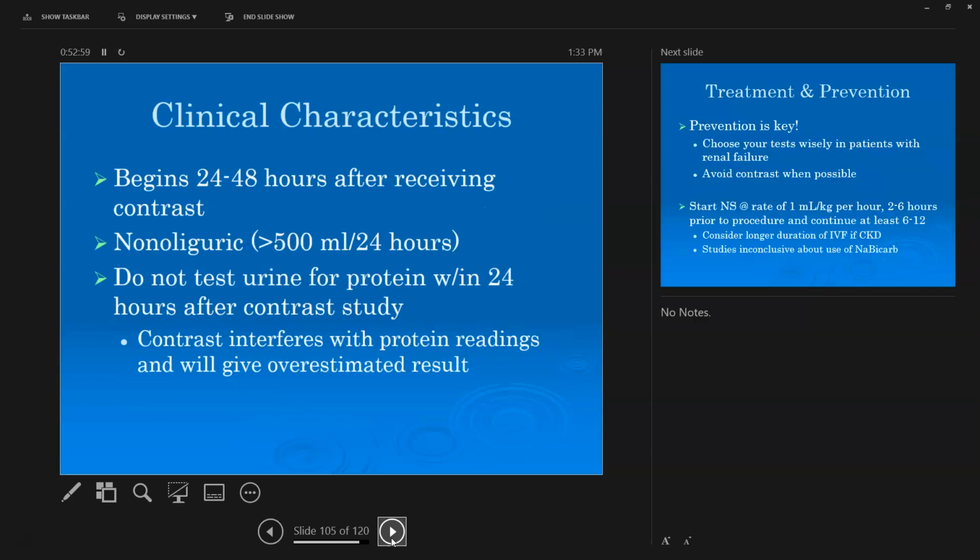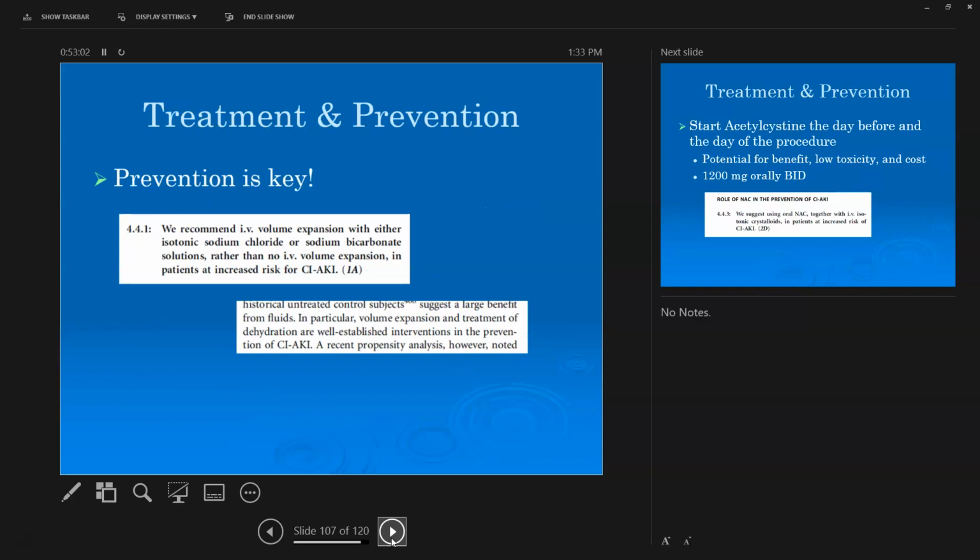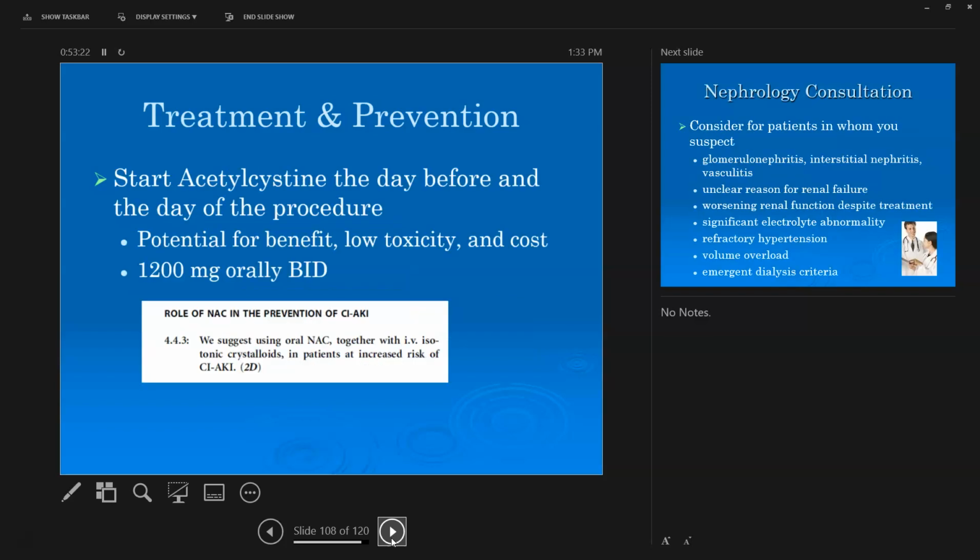Maybe just to highlight a little bit with the contrast-induced nephropathy, how we had talked about that. I did go to the guidelines and snip what they recommend, and they do recommend volume expansion with isotonic sodium chloride rather than just increasing oral fluids. They did say there's not really anything to suggest not using acetylcysteine, so it's okay to use. But I don't think the evidence really supports a yay or nay either way. I think sometimes we just give it because we know that it doesn't hurt patients, and there's really not a contraindication for it.